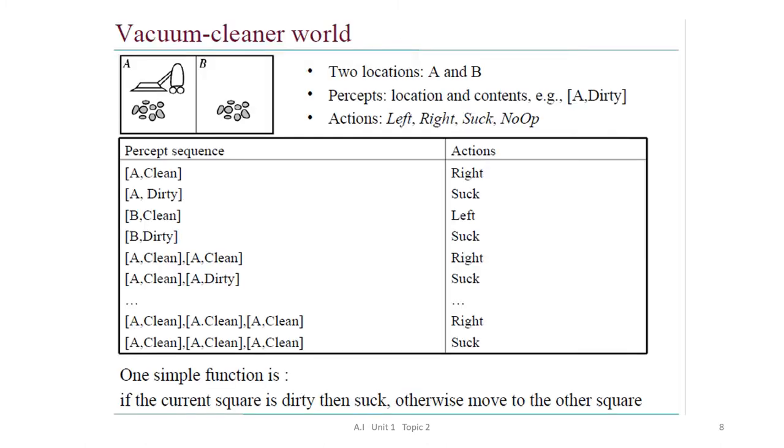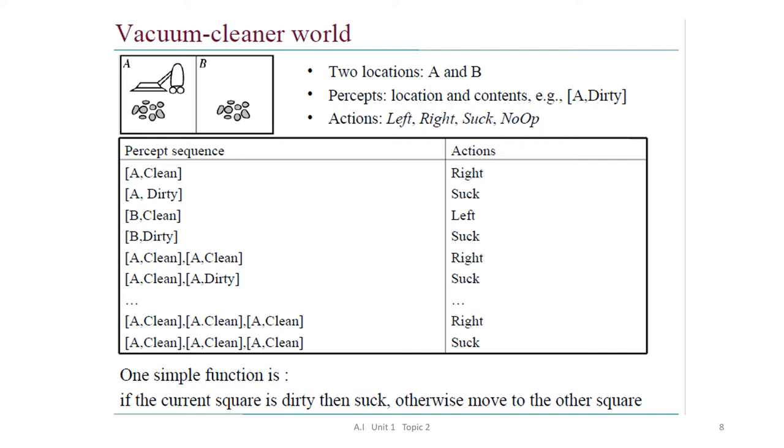Let us consider the vacuum cleaner world example for discussing agents. This example consists of two locations, A and B. The vacuum cleaner perceives which square it is in and whether there is dirt in the square or not. The actions that can be performed by the vacuum cleaner are moving to the left and moving to the right.